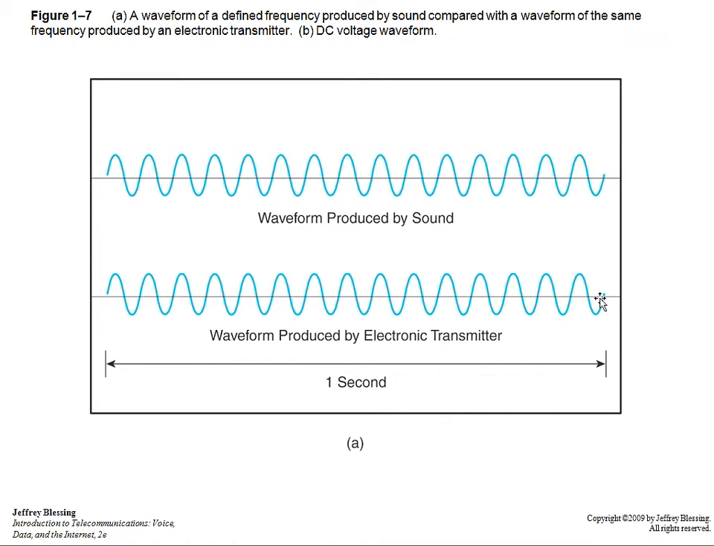Both the electrical analog waveform, shown here as a sine wave on the bottom, and the waveform produced by sound are the same sine wave pattern. And so when we talk about audible sound, we talk about frequency, and the higher the frequency, the higher the pitch. And the higher the amplitude, the higher the volume. And so we have these analogs to sound waves that work very similarly with electromagnetic waves.